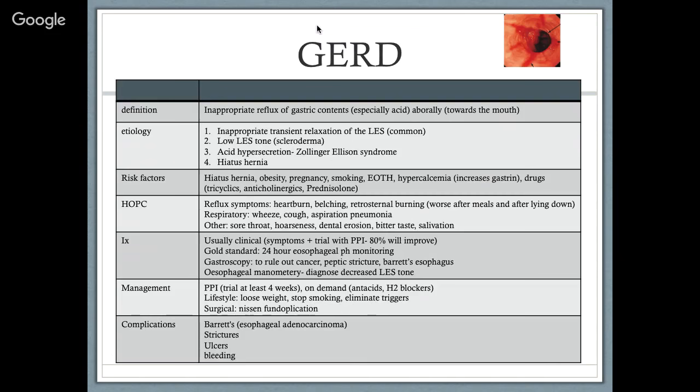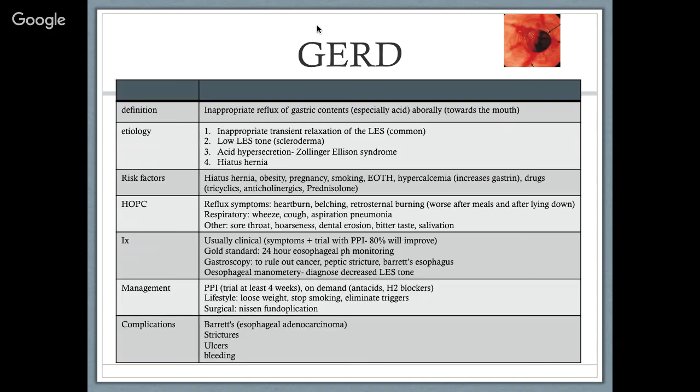So what it is is inappropriate reflux of gastric content, especially acid, aborally, which means towards the mouth. And there's different reasons why this can occur. Most commonly, there's relaxation of the lower esophageal sphincter. So you open the lower esophageal sphincter, acid comes up into the esophagus where it shouldn't be. You can also get it in scleroderma. Have any of you guys come across scleroderma yet? Yeah? You'll talk about it more in rheumatology, but it is important to consider when you're thinking about esophageal conditions.